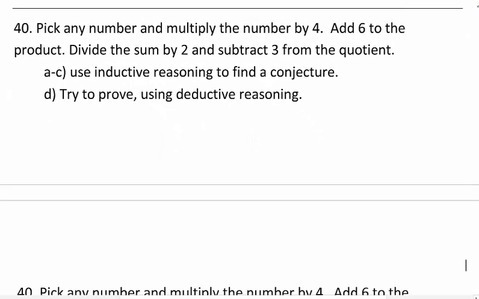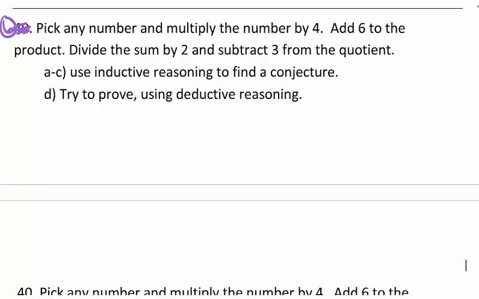So looking at the next one here, which I believe is number 6 on your paper, we're going to start off with inductive reasoning, and it says A through C, and the reason why it says A through C is we're going to do 3 different examples. So on your paper, I think it just says A. We're going to do at least 3 examples to come up with a conjecture.